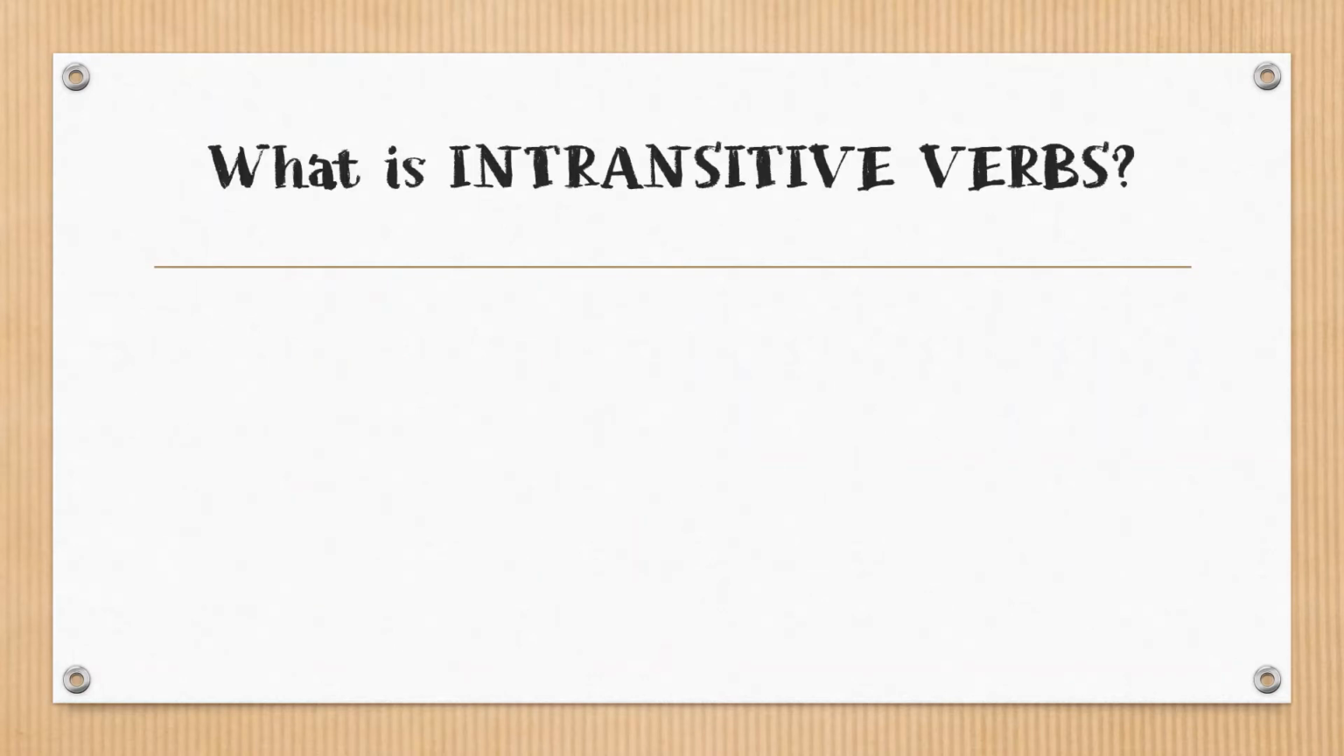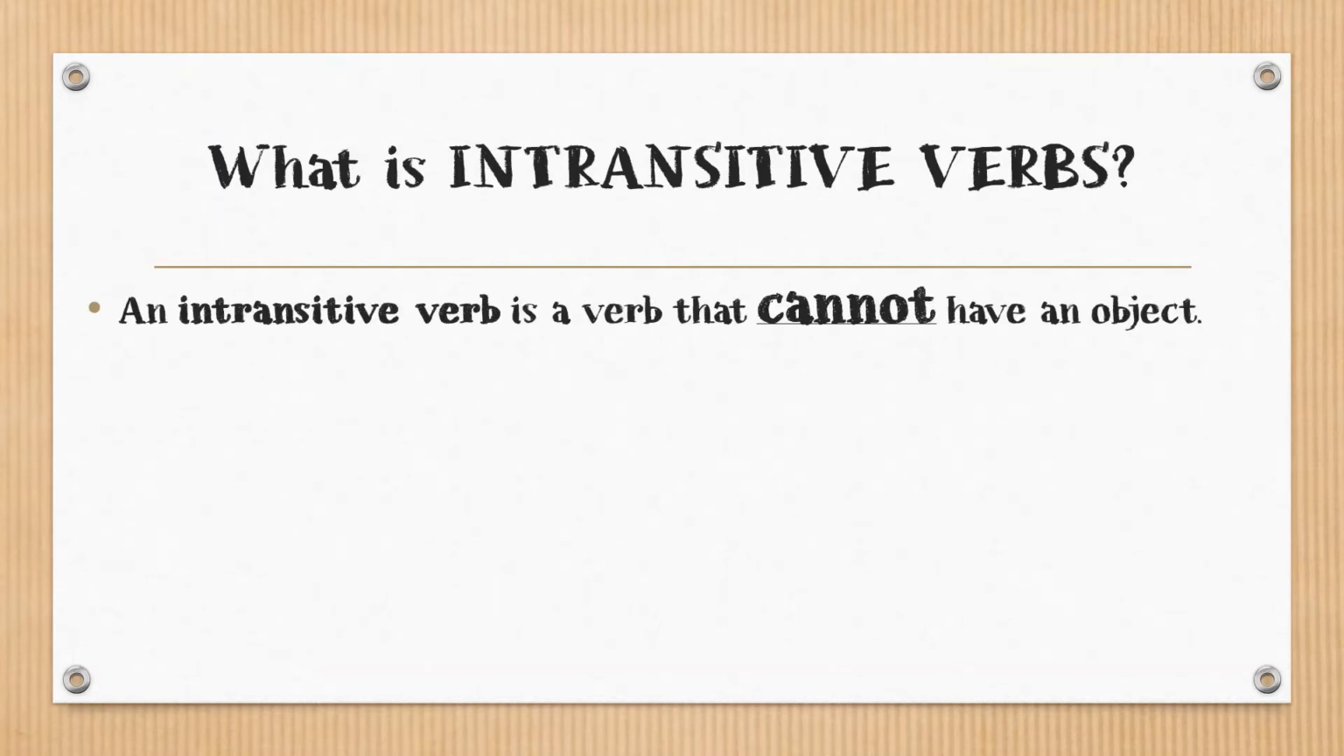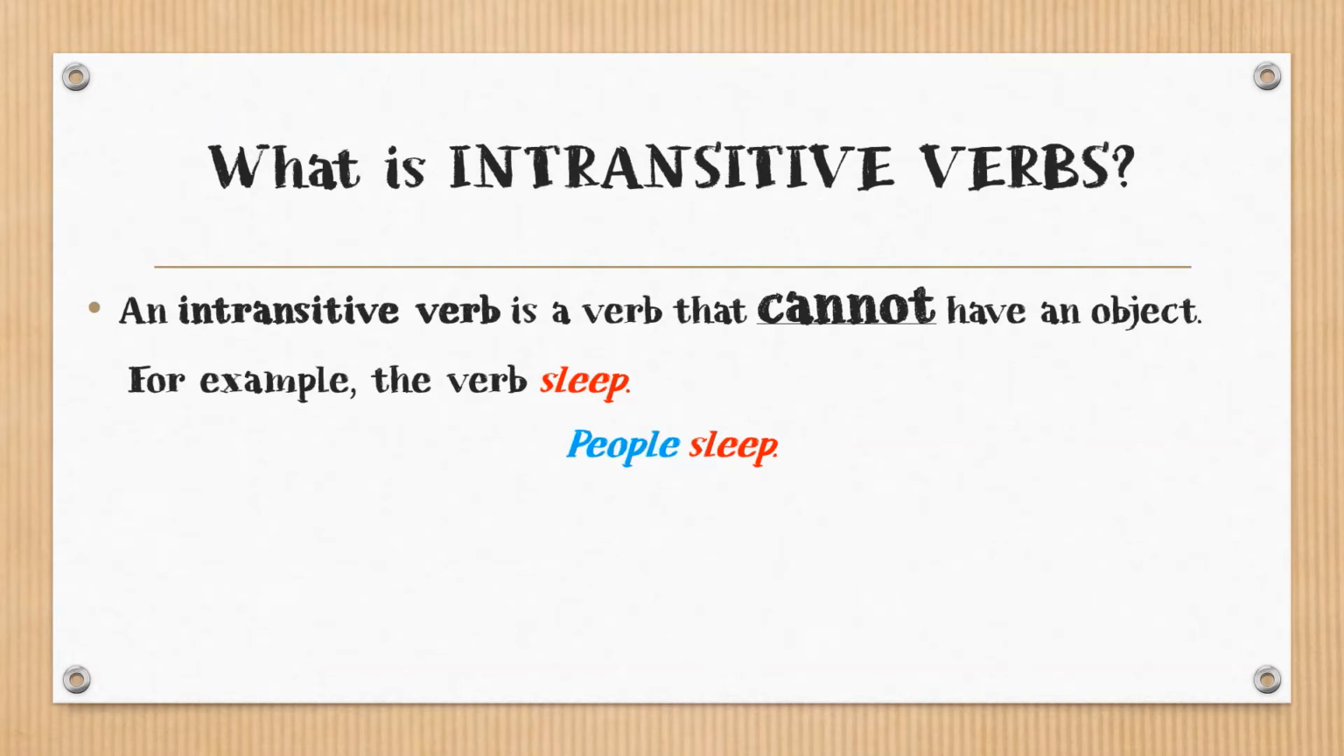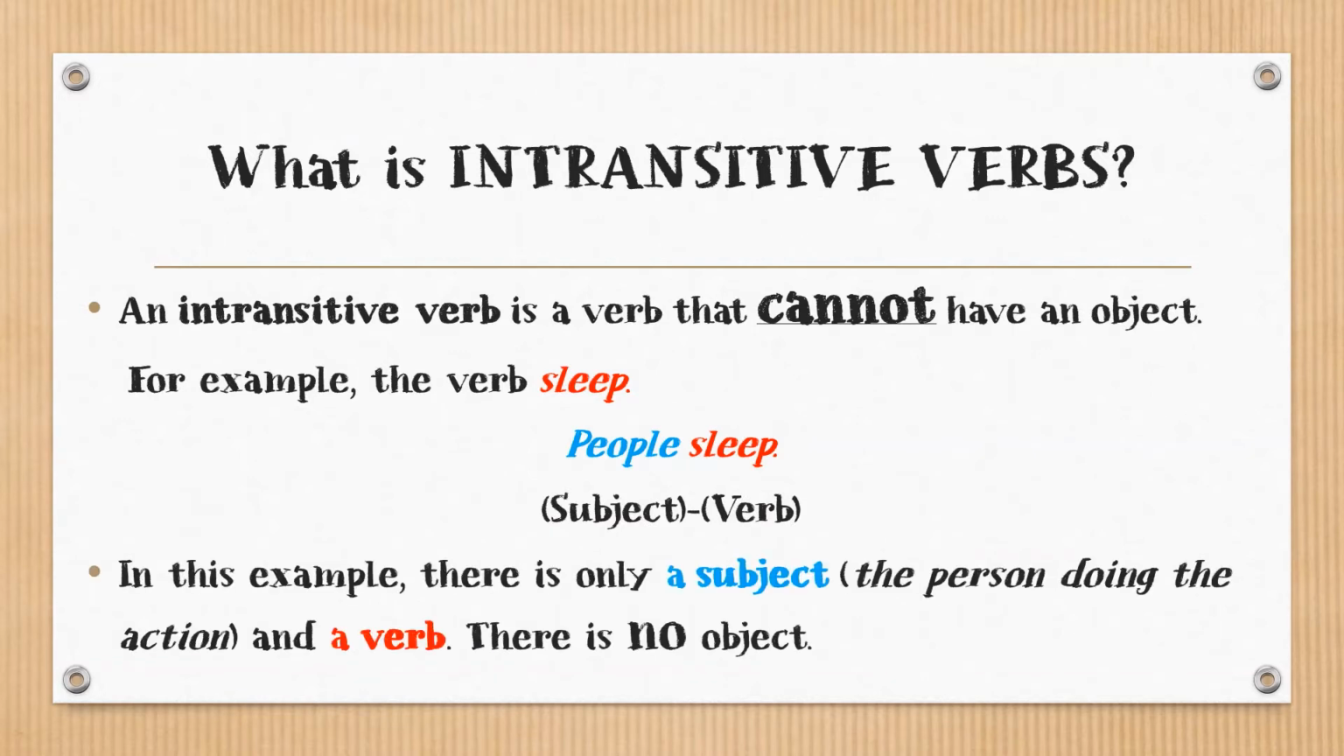Okay, so we go to intransitive verbs. What is intransitive verbs? Okay, an intransitive verb is a verb that cannot have an object. Dia tidak ada objek. Okay, for example, the verb sleep, tidur. So example is people sleep. People is the subject, sleep is the verb. In this example, there is only a subject. A subject is the person doing the action, which is the people tadi kan, and a verb. So verb dia ialah sleep. And there is no object. Dia just people sleep.